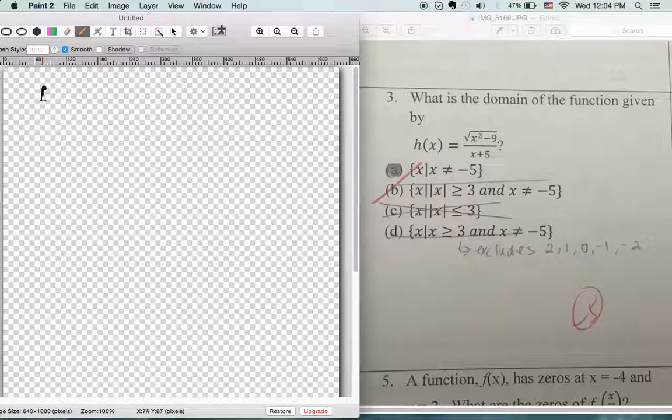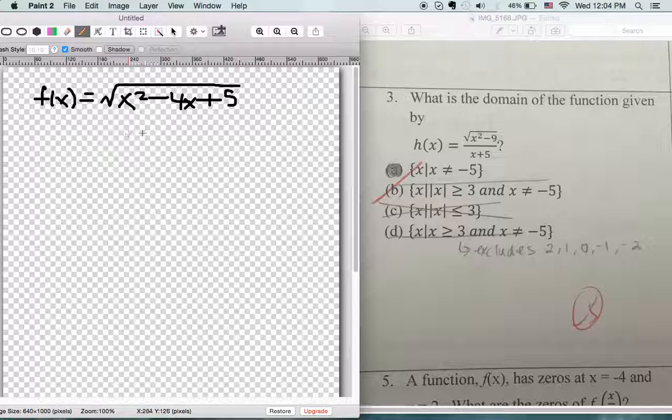The function that we'll be finding the domain for is f of x equals the square root of x squared minus 4x plus 5. Drag this over here.